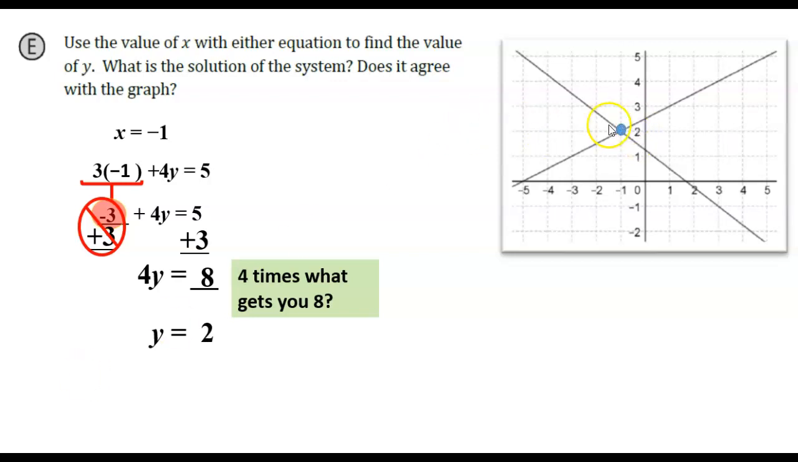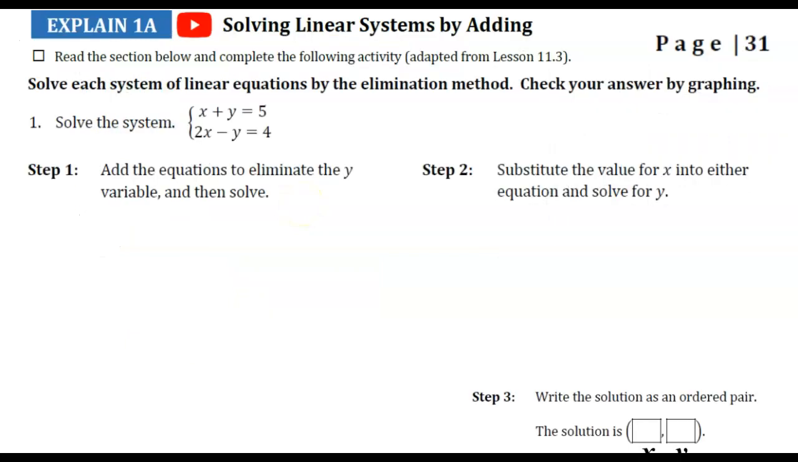So now I have this graph. Essentially, the answers I got for x and y, do they match? Well, as you can see here, my coordinates are -1 and 2, so yes, they do match. So another thing you could do in addition to graphing, in addition to substitution, is elimination. All right. Awesome.